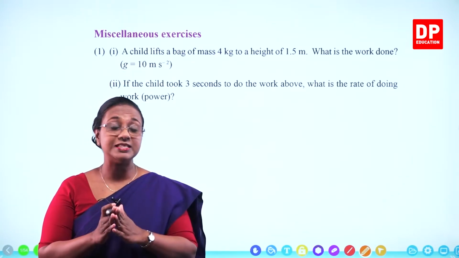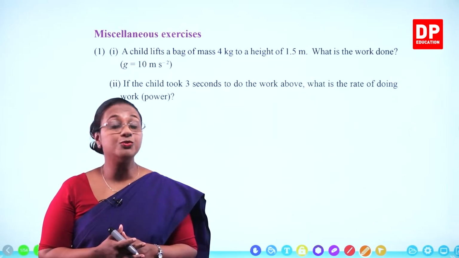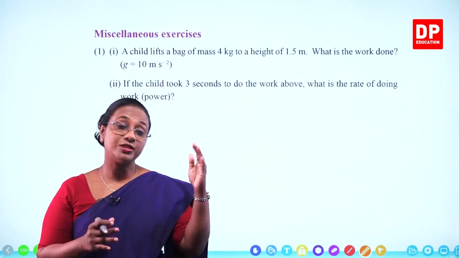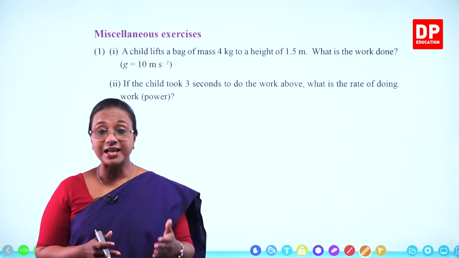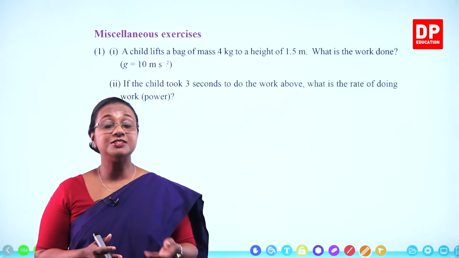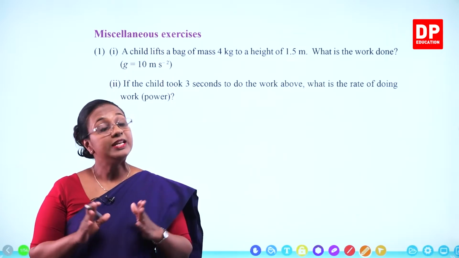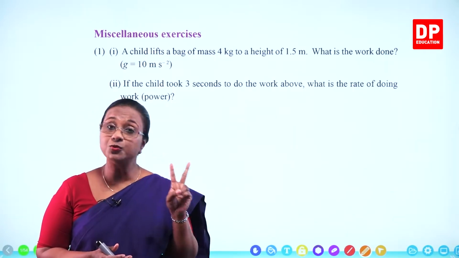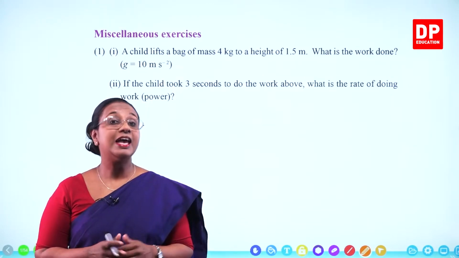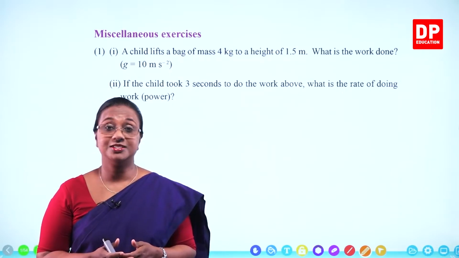And then we discussed energy. What is energy? The ability to do work. And under that, we saw there are different forms of energy. For example, sound energy, light energy, heat energy, magnetic energy, and mechanical energy. We discussed mechanical energy in detail. So there we saw there are two types of mechanical energy, and they are potential energy and kinetic energy.